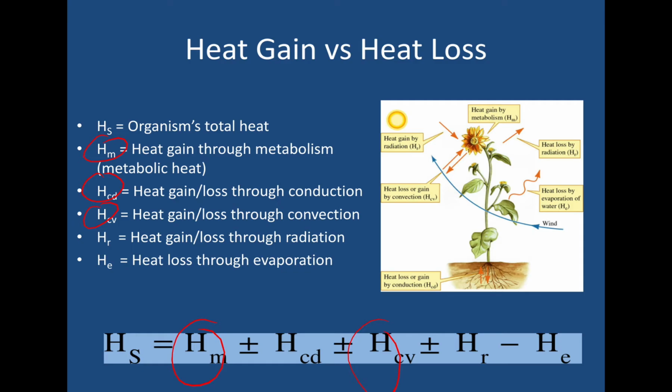In most cases, this is radiation from the sun. So this is from sunlight. And finally, we have minus HE, which is heat loss through evaporation. Why does an organism lose heat when water evaporates? Remember, evaporation absorbs heat. We mentioned that earlier. Thus, it lowers the organism's temperature. Okay?